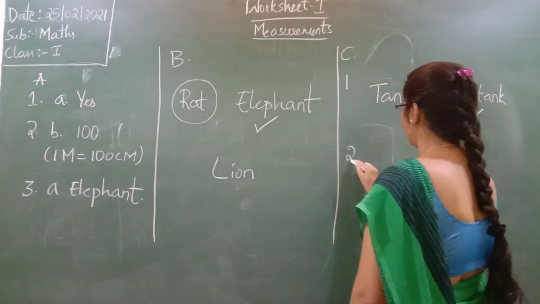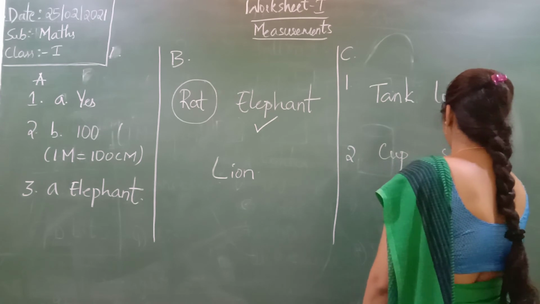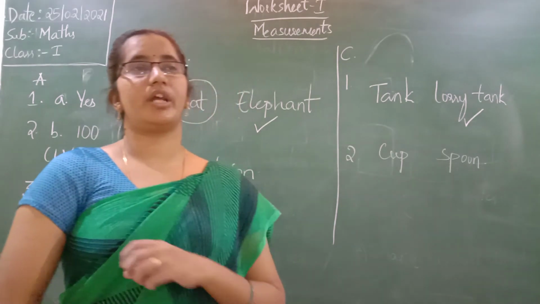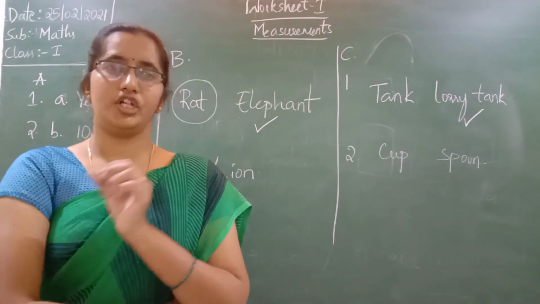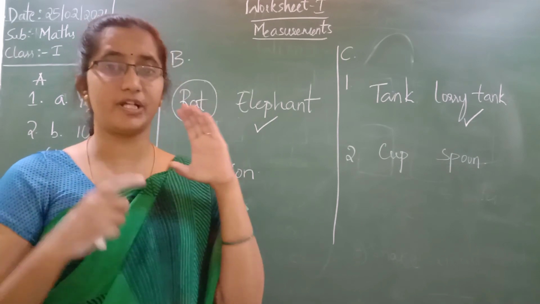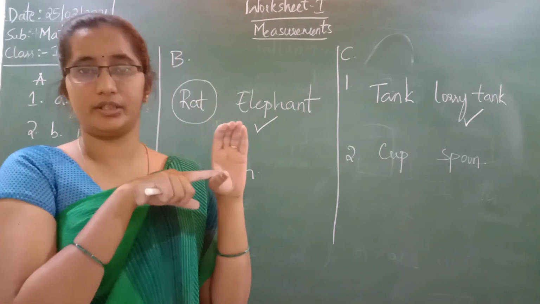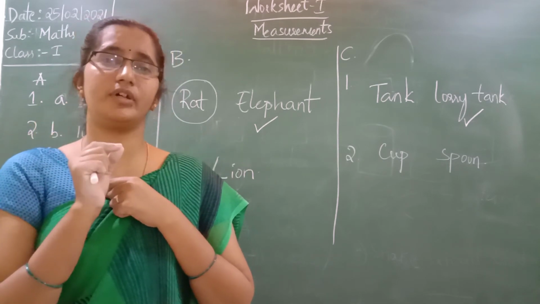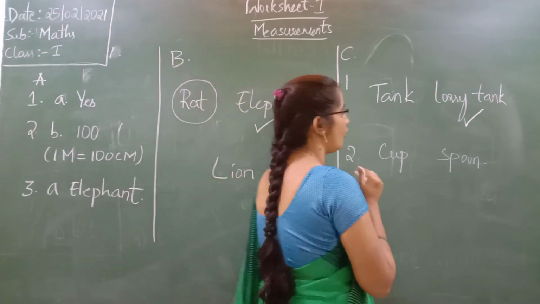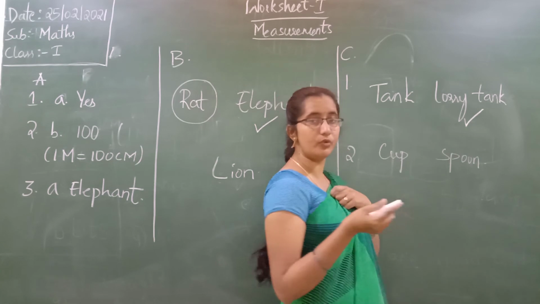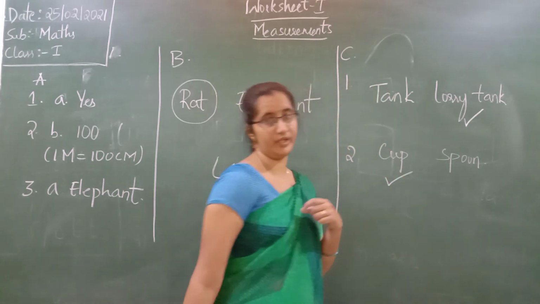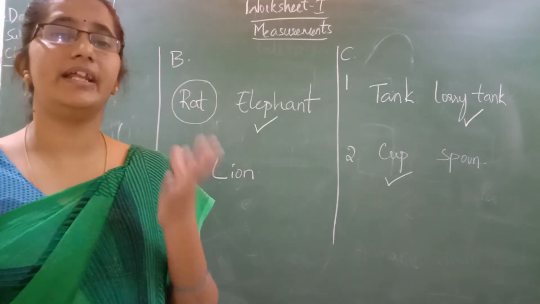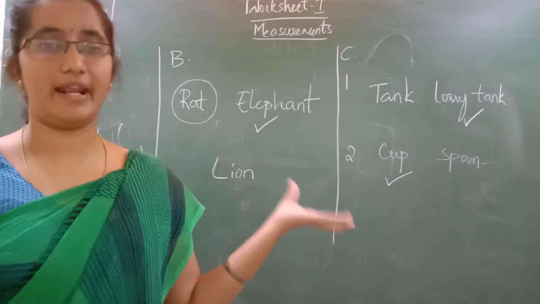Next, cup and spoon. See, there is a cup and a spoon. While drinking milk, when you pour in the cup, you will get this much milk, up to the length of the cup. But in a spoon, you only get a little amount. So which will hold more water comparatively? Cup will hold more. Water or milk, whatever liquid it is, they are asking how much it will hold.